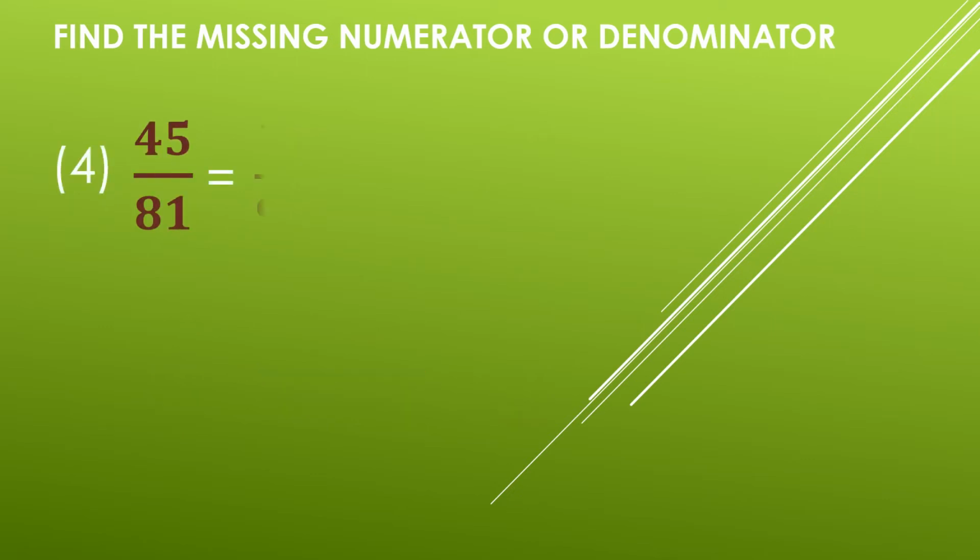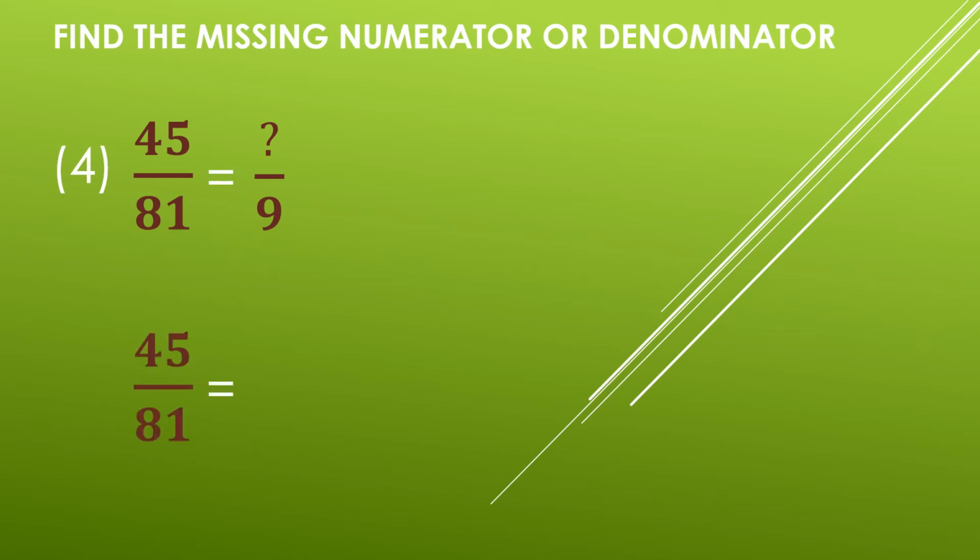45 upon 81 is equal to dash upon 9. Look at the question carefully. The denominator is given and we need to find out the numerator. So tell me what we have to do in this question. Multiplication or division? Yes, division. Because division gives us the lower values.